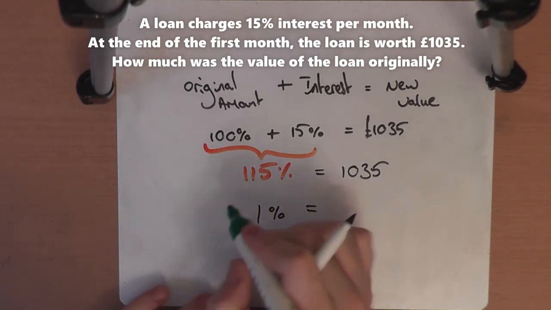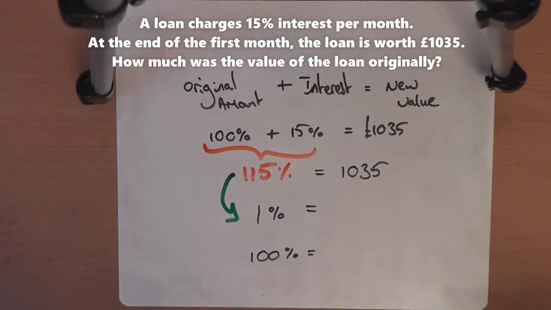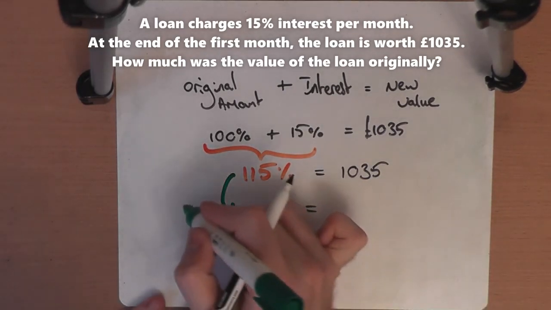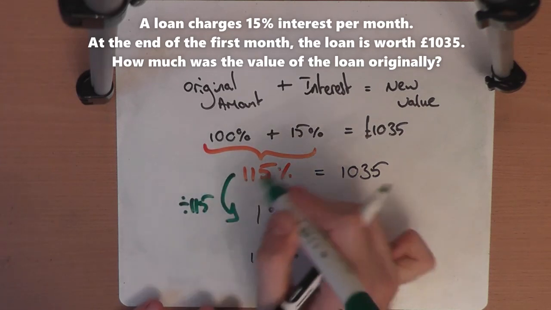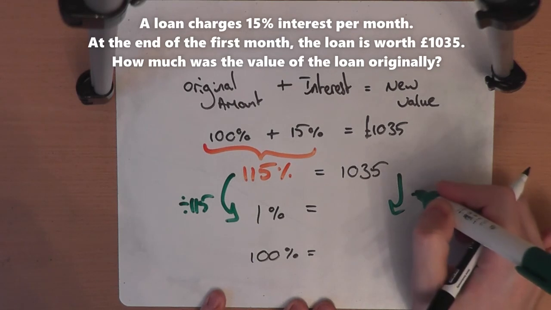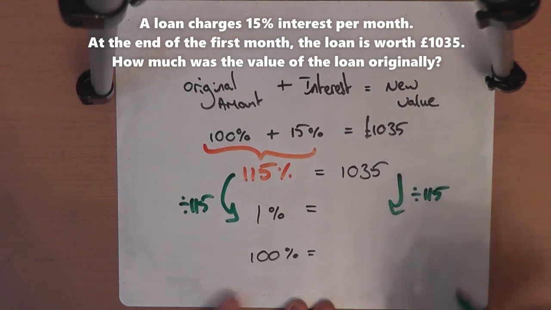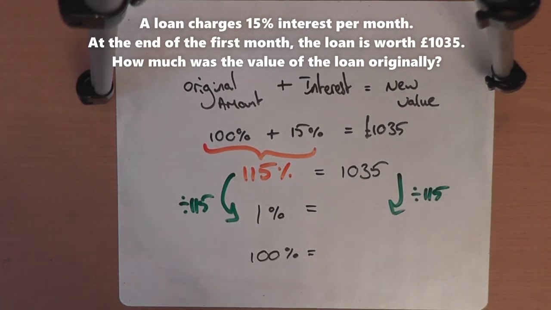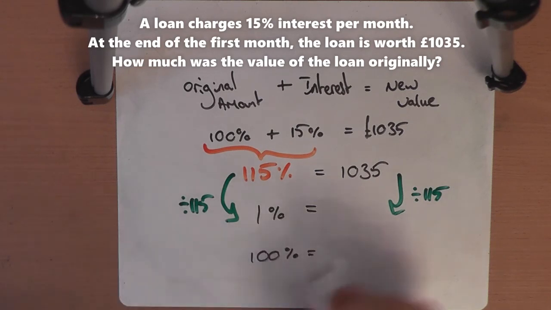We could scale down to 1% and then we could scale up to 100%. What do we need to divide by to find 1%? Well, if we've got 115, what do we need to divide 115 by to get 1? Well, 115. So we're going to do 115 divided by 115 to get 1, which means, on the right-hand side, we also have to divide by 115. We nip off to the side, maybe, with our calculators. 1,035 divided by 115, and we get 9.